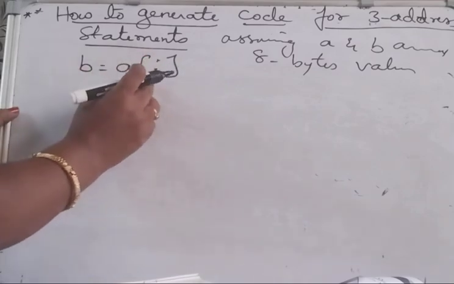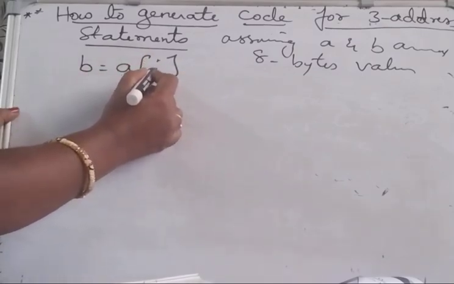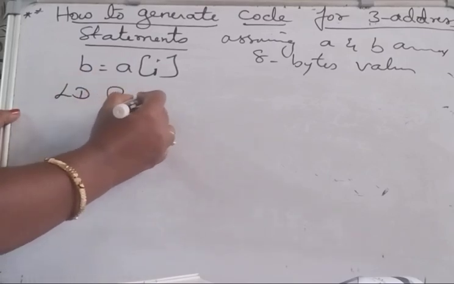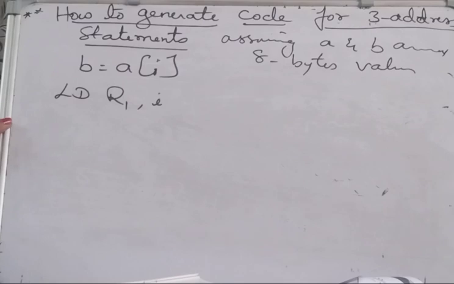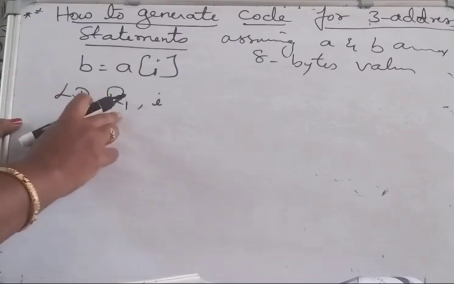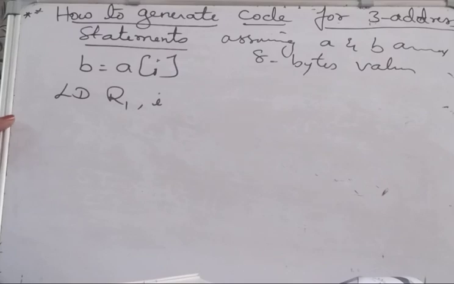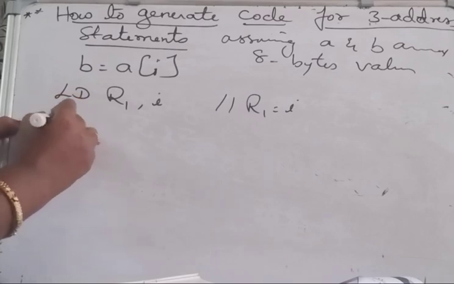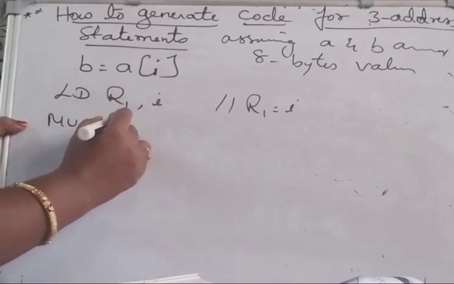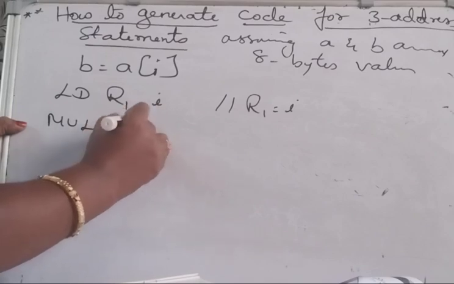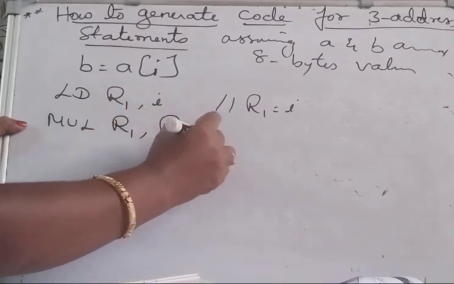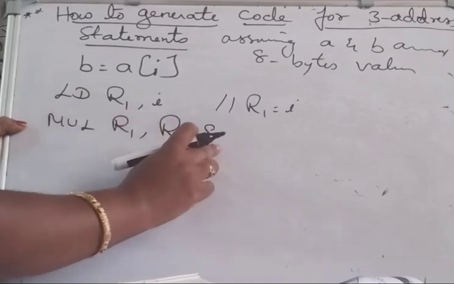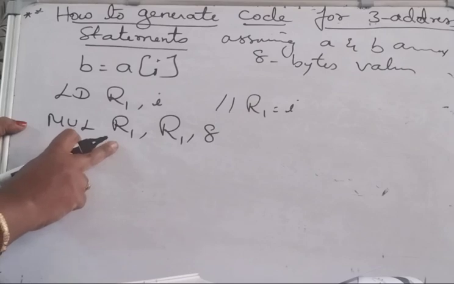The same logic: first, I load the value of the array index i into a temporary register. So load r1, i. Now the value of i is in r1, and each element is 8 bytes, so the index should be multiplied by 8. So I multiply r1 by 8 and store the result in r1 itself. So mul r1, 8. The meaning of this is: multiply r1 by 8 and store it in r1 itself.